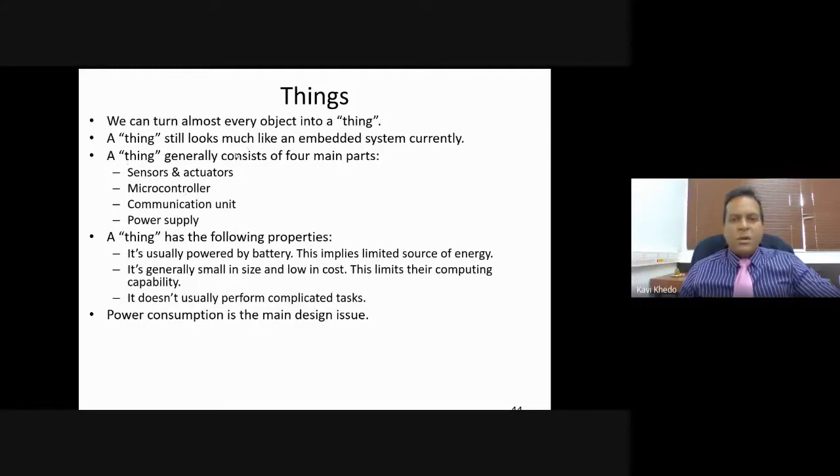So a thing generally consists of 4 main parts. That is your IoT module: your sensors, actuators, the microcontroller, the communication unit, and power supply. Obviously, if you need to do some operation, you need to provide some power supply in terms of battery or whatever. So any IoT module will consist of those components: sensors, microcontroller, communication unit for transmission of data, and your power supply. Okay, so most of the things are battery operated.